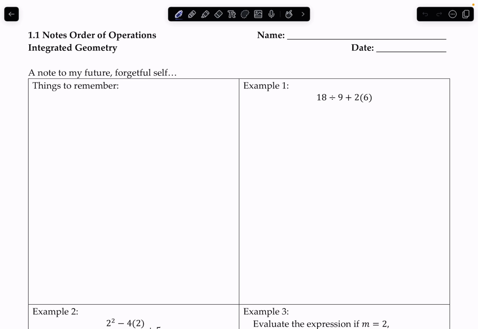This is the order of operations that helps us make sure that whether I do a problem or somebody in another country does a problem or one of you does a problem, if you're following this order of operations, we should all get the same answer. So whenever you think of order of operations, most people think of PEMDAS. I personally like the acronym GEMDAS.